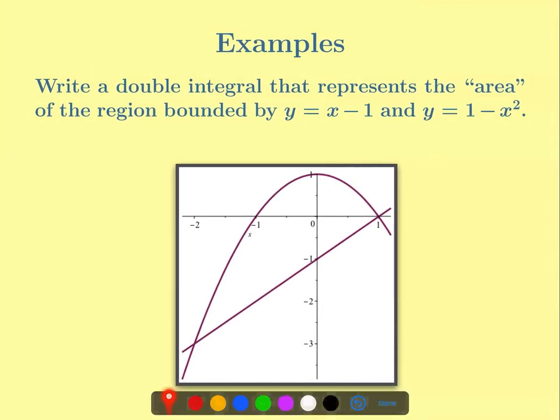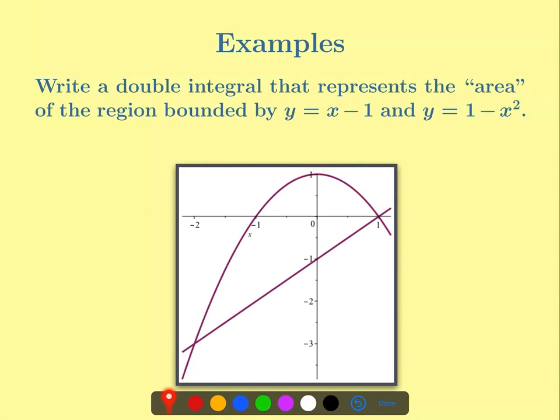Let's do one last example. Write a double integral that represents the area of the region bounded by y equals x minus 1 and y equals 1 minus x squared. Here I've given you the picture. y equals x minus 1 is the line, with slope 1 and y-intercept minus 1. And then we have the parabola y equals 1 minus x squared, which intersects the y-axis at 1 and then opens downward.